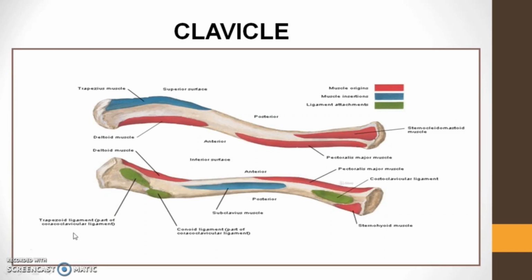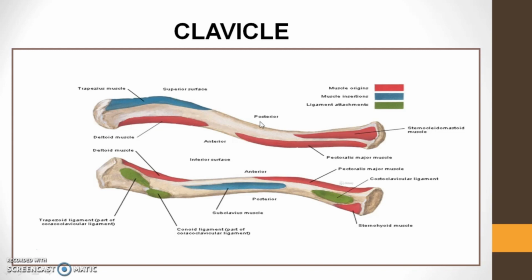Now talking about the clavicle. In the first picture, what is shown is the superior surface of the clavicle. This is considered anterior and this one will be posterior. In the superior surface you can make out the trapezius muscle, which is seen at the posterior border of the upper surface, where it is getting inserted. The blue color demarcation indicates the muscle insertion. So the trapezius muscle inserts in the posterior border of the superior surface of the clavicle, in its lateral 1/3.